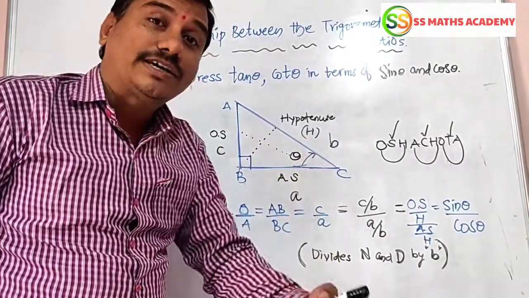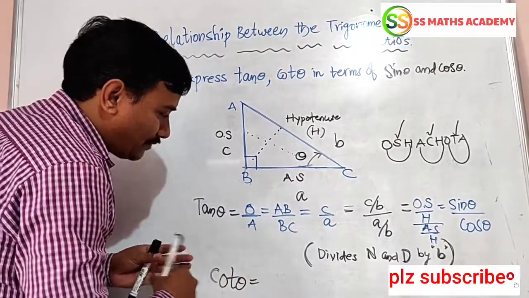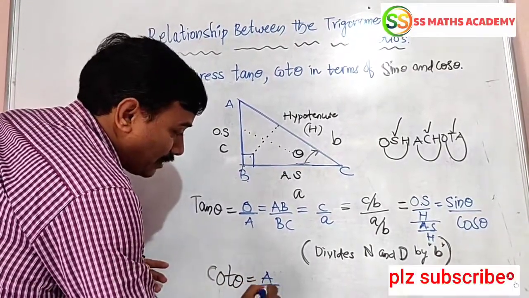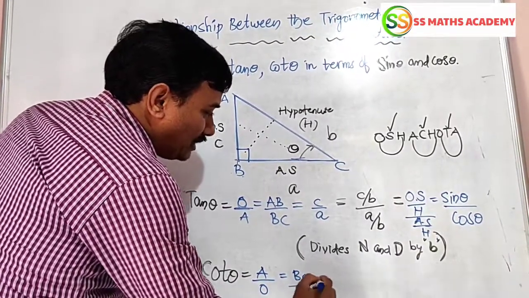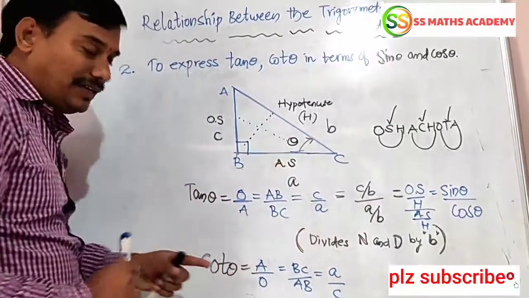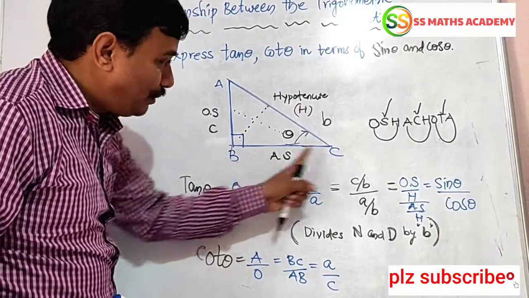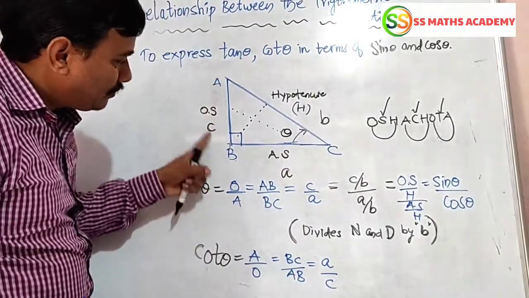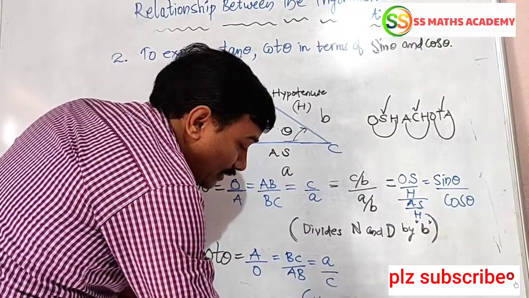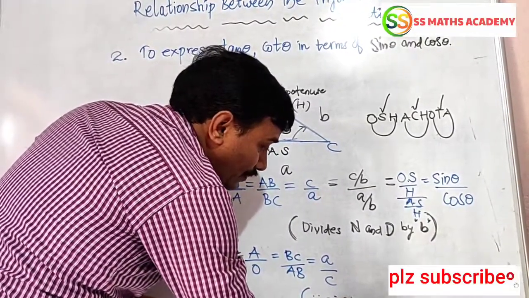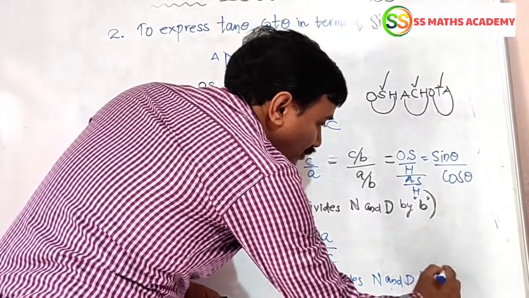Next, we have to go with cot theta. As you know, cot theta is nothing but the reciprocal of tan theta, adjacent side by opposite side. With respect to this diagram, BC by AB. The length of BC equals a, the length of AB equals c. Next, we divide the numerator and denominator by b.